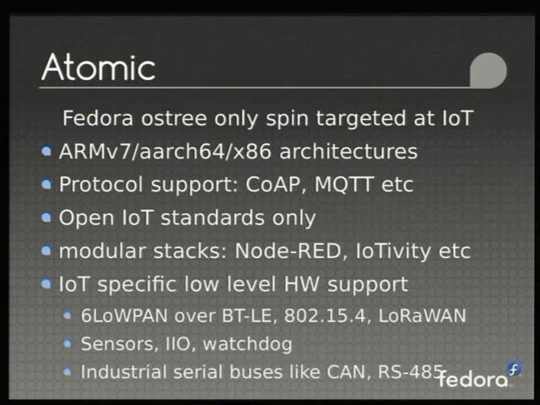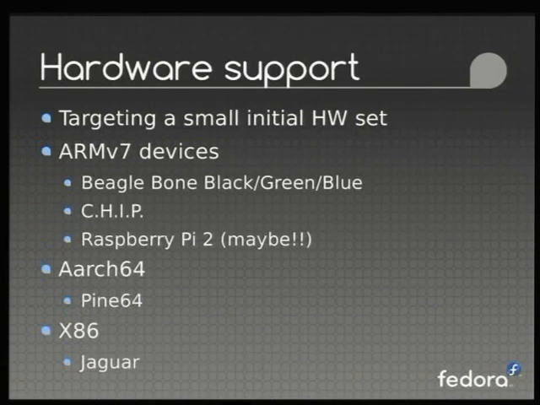So yeah, target initially a very small hardware set. In the Fedora ARM project, we currently have support for well over 150 devices, and we support some of those better than others. So we figured that if we target a small set of initial devices that we can get working really, really well, it should then be much easier to expand it out to the much greater IoT ecosystem as we go.